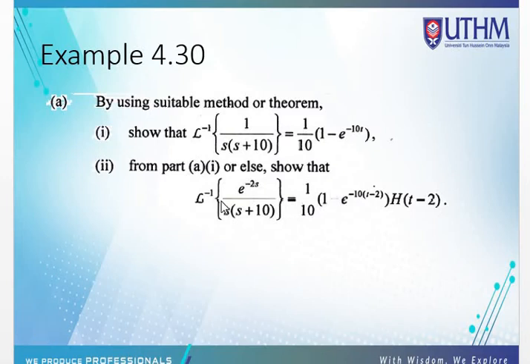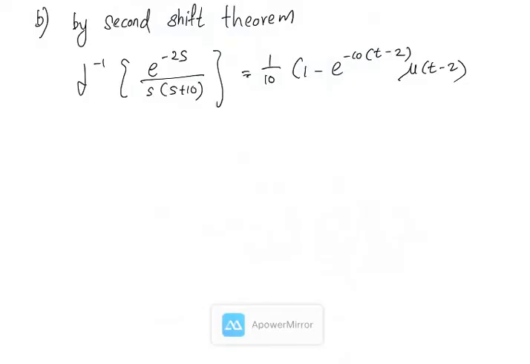Find the inverse Laplace transform of exponent negative 2s divided by s times (s plus 10), which equals 1 over 10 multiplied with 1 minus exponent minus 10 (t minus 2) u(t minus 2). Okay, by following the second shift theorem procedure, we know that the first step is to find the a. a is referred to here. Okay, a is equal to 2. So this 2 is referred to the a.